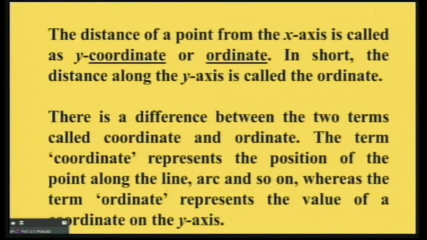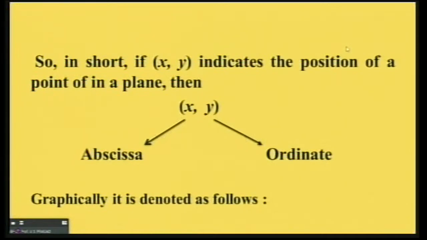The term coordinate actually represents the position of the point along the line and so on. Whereas the term ordinate represents the value of the coordinate on the y-axis. So it should be very clear. Ordinate means the value of the y-coordinate, and coordinate means the value of the position of the point on the plane. So in short, if x comma y indicates the position of a point in a plane, then if you write it as a pair x comma y, x indicates abscissa and y indicates ordinate.